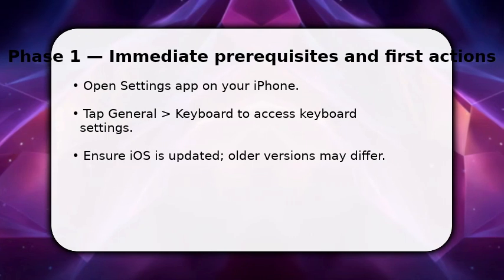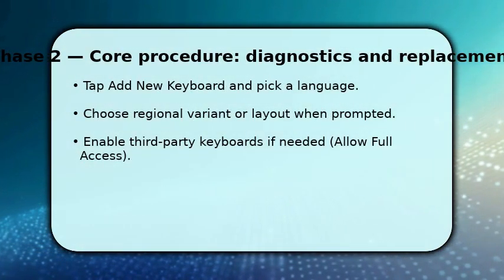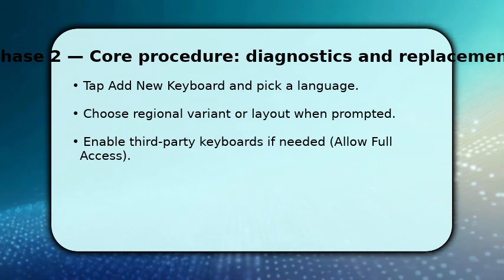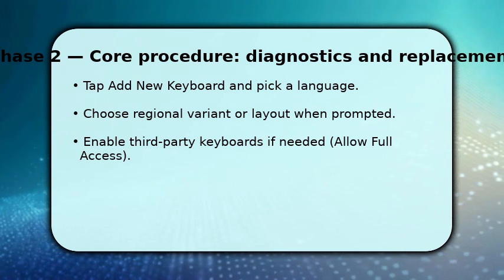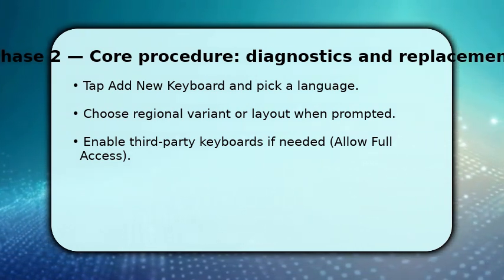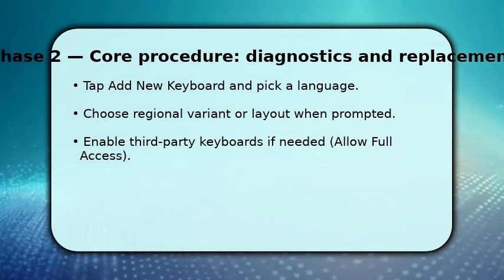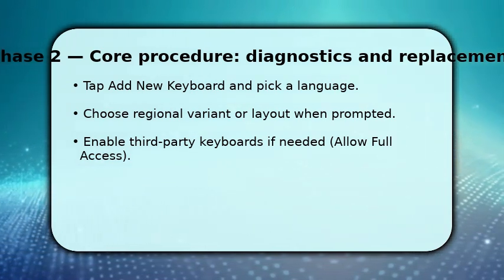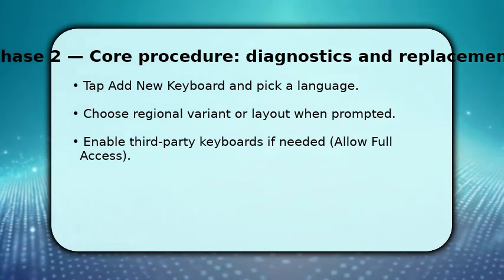After selecting Add New Keyboard, scroll or search for the language you want, then choose the exact regional variant or keyboard layout. This matters for characters and autocorrect behavior. If you need a third-party keyboard, install the app from the App Store first, then add it and optionally toggle Allow Full Access. Make sure to test the layout by opening Notes or Messages. This confirms the chosen layout and predictive text settings are active.